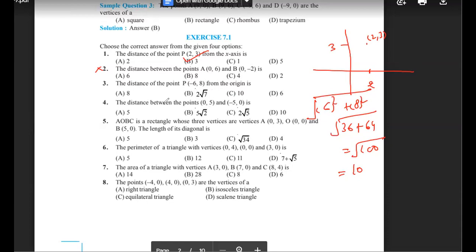Yes, sir. Okay. Tell me, question number 4. The distance between the point, you can easily solve this one. Here we have the triangle. Sorry, AOBC is the vertices of the triangle, and it is being given to you. The length of the diagonal. So it is being asked, what will be the length of the diagonal?